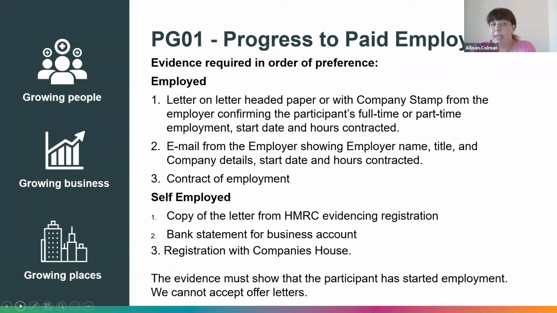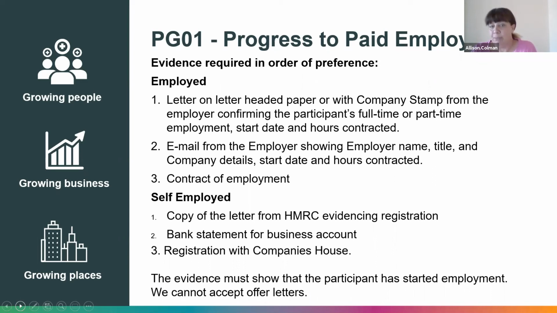So for employment evidence, what we can accept is a letter on letter-headed paper or with a company stamp from the employer confirming the participant's full-time, part-time employment, start date, the hours contracted. We can accept an email from the employer which shows the employer name, title, company details, again the start date and the hours contracted. With that, I would make sure that you do have a proper company email address and not just, let's say, alisoncoleman@gmail.com. It needs to show an employer email address. We'll also accept a contract of employment.